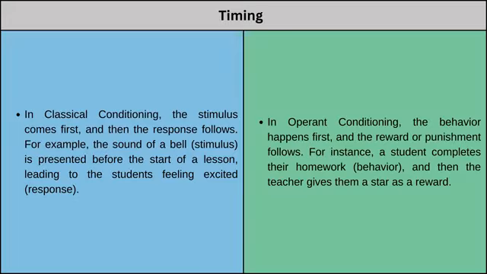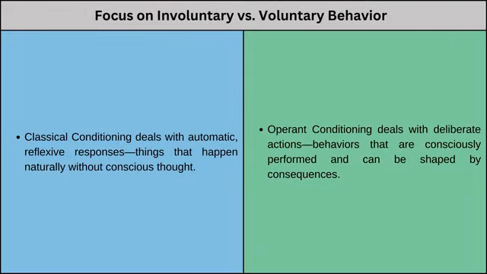Another key difference is whether the behavior is involuntary or voluntary. Classical conditioning deals with automatic, reflexive responses. These are behaviors that happen naturally without conscious thought. For example, flinching when you hear a loud noise or salivating when you smell your favorite food. These responses are not something we control.